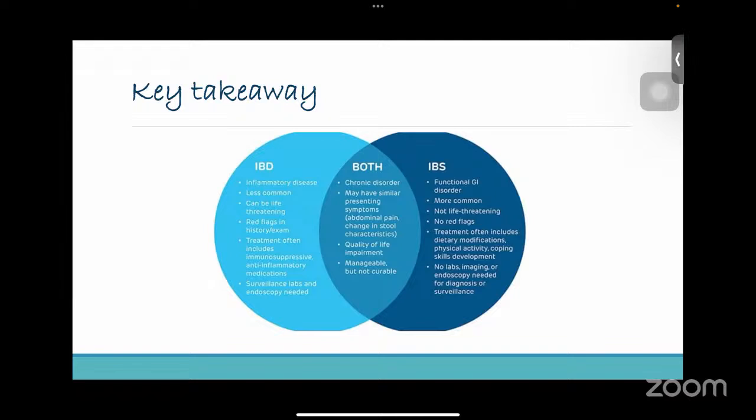While in comparison, inflammatory bowel disease is considered an inflammatory condition that's less common and can be life-threatening with complications. On the other hand, irritable bowel syndrome is considered a functional GI disorder that's more common.